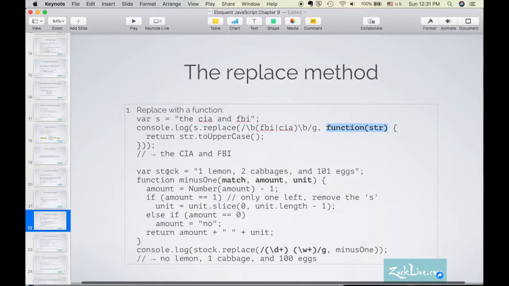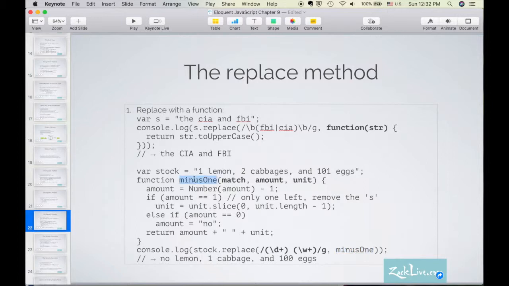Let's take a look at the second example. We have stock as a string with all these things. And then let's jump to the console log. We use the replace method on the string, and we are looking for digits as the first group and words as the second group. There is a space in between, and then we want to find all the matches. And the second argument is the function.